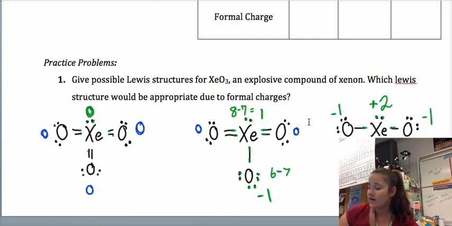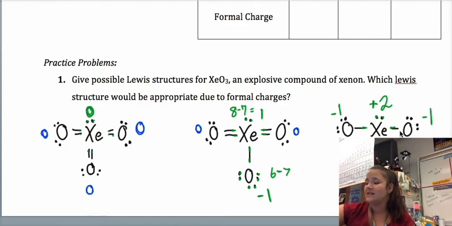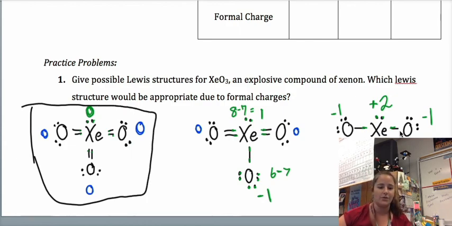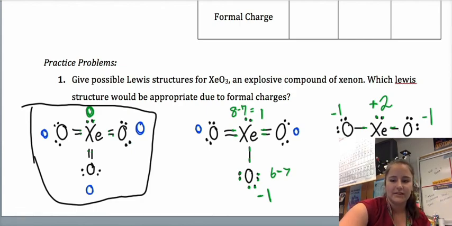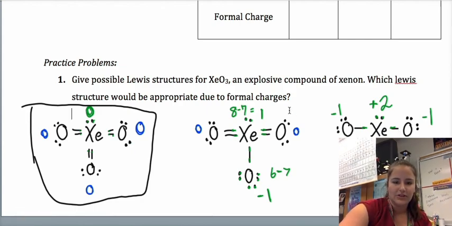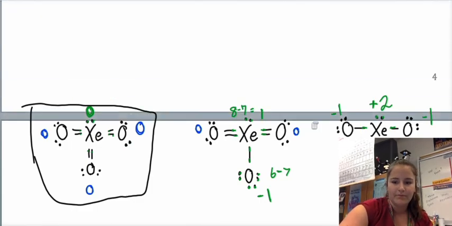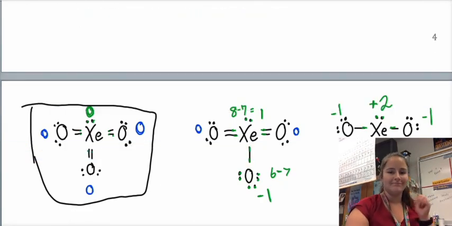So you can see in all of these, the sum of the formal charges is still 0 because it's a neutral atom. The most favorable one is going to be the ones with the lowest formal charges. So it would be this one right here, where all the formal charges are equal to 0. Okay, so I want to show you guys that. Okay, cool.